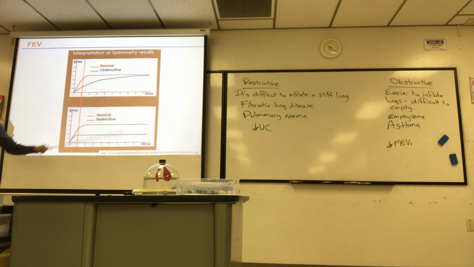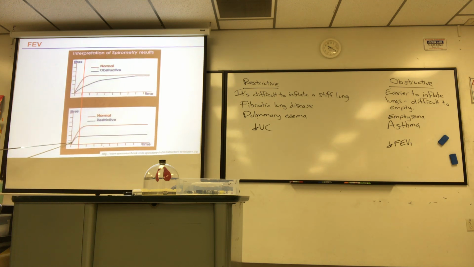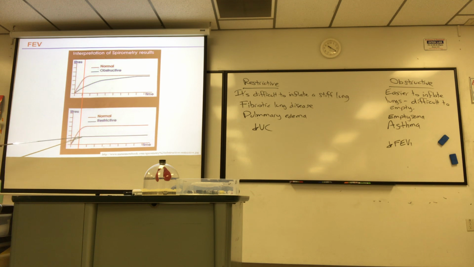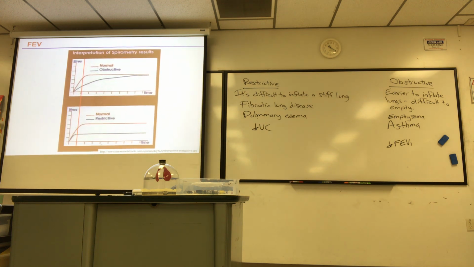But that's not the case for restrictive. For restrictive, you just can't inflate the lung, so your max value is very low. And you're able to push it all out in 1 second, so you don't observe an obstruction. Just the vital capacity value is very low.